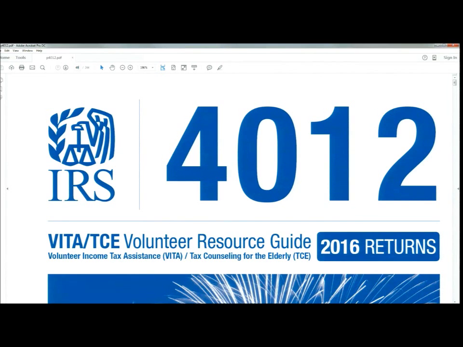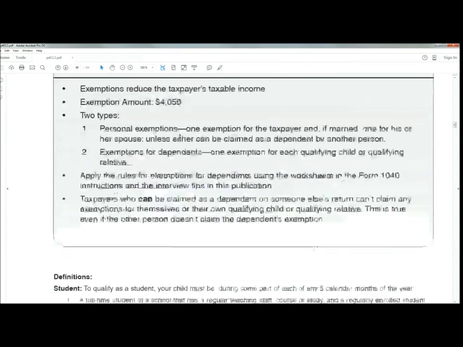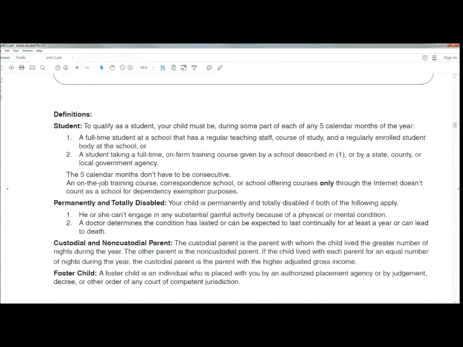Okay, and so let's start on page, well, I guess it is C1. I've got the page in the PDF here, which is 49 for me. I just wanted to start with a few definitions. This is really just very preliminary for us. We'll see the term student. We'll see the terms permanently and totally disabled. We'll see custodial parent versus non-custodial, and we'll see foster child, just sort of sprinkled into this conversation this morning. And so let's define.